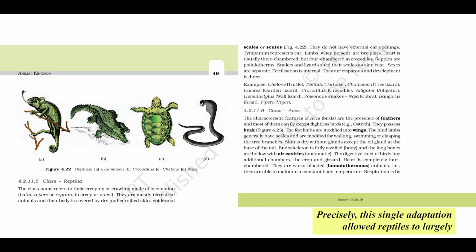Precisely. This single adaptation allowed reptiles to largely break their physiological dependence on water or high humidity for survival. It enabled them to colonize a much wider range of terrestrial habitats, including hot, arid environments like deserts and grasslands, completely inaccessible to most amphibians. This skin also provides superior physical protection against abrasion and injury compared to the delicate skin of amphibians.